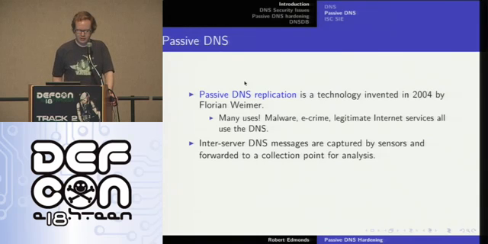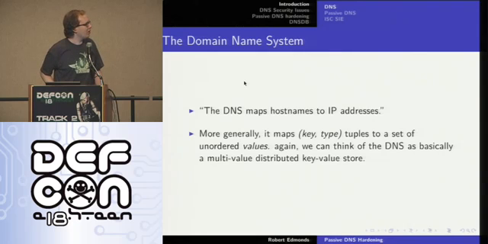Passive DNS maps to a set of unordered values. So basically a multi-value distributed key value store.